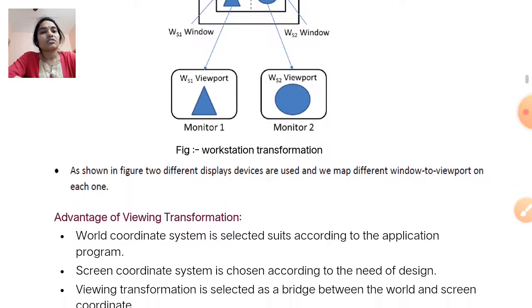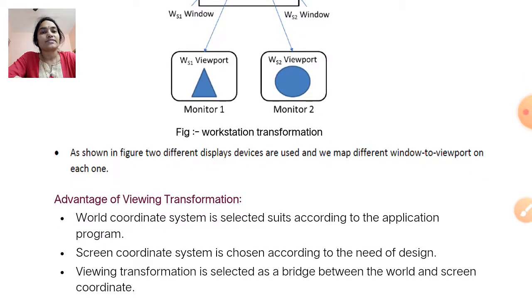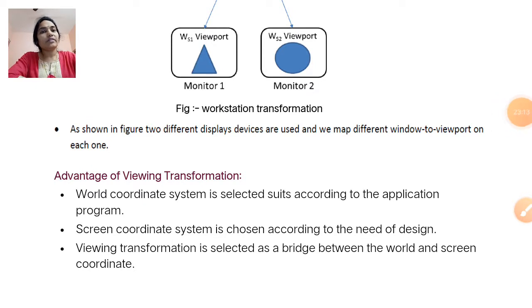Let us discuss the advantages of viewing transformation. There are three advantages. First, the world coordinate system is selected to suit the application program. Second, the screen coordinate system is chosen according to the need of the design. Third, viewing transformation is selected as a bridge between the world and the screen coordinates.